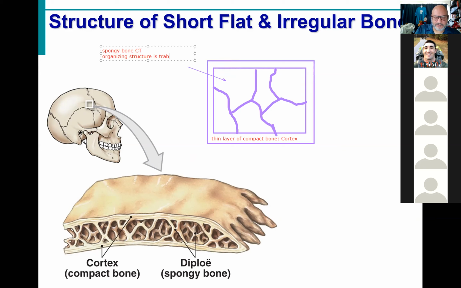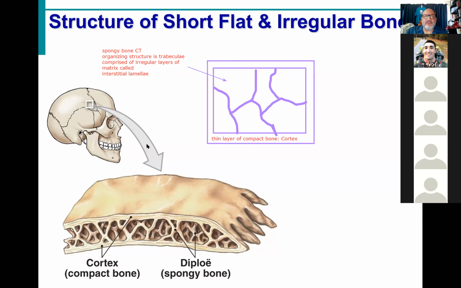Remember, the organizing structures are the trabeculae. And those trabeculae are comprised of irregular layers of matrix that are called interstitial lamellae. Excellent. So again, whether you're looking at my drawing or at the pretty picture from the textbook, all of these structures are called trabeculae. They comprise the spongy bone at the center, and they're made up of interstitial lamellae.